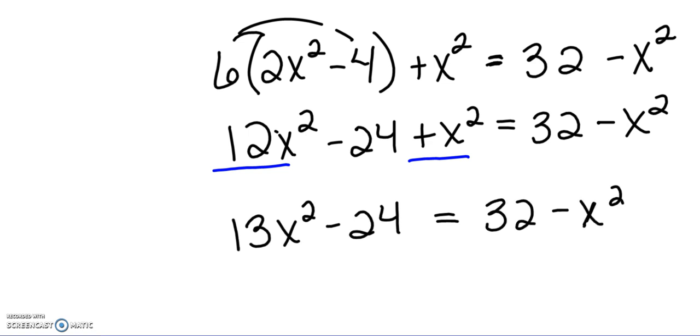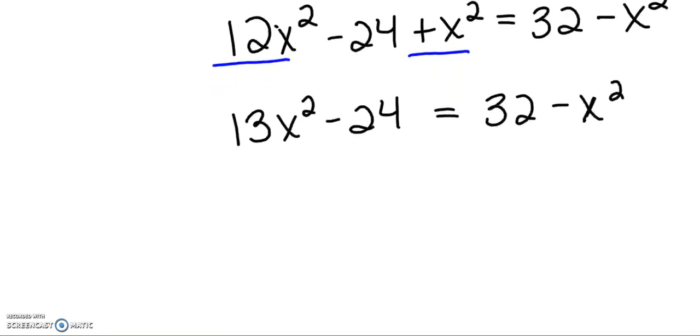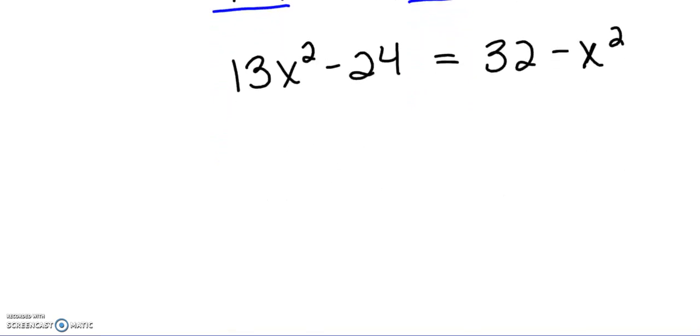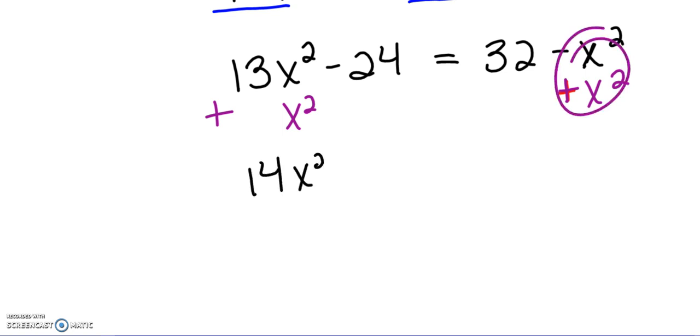And now I'm going to start moving things around. So I want to get the x squareds together, but since they're on opposite sides of the equal sign, I'm going to pick one and do the opposite. So I'm going to decide to add the x squared to both sides, just to the like terms. So I'm going to ignore the 32 and the 24. These guys cancel out to 0. I have 14x squared.